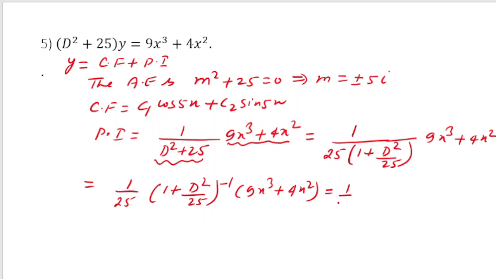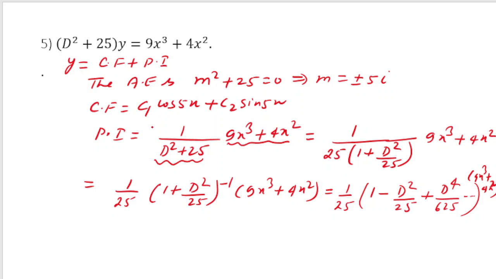Now 1 by 25, 1 plus x to the power minus 1. So you remember the result, it is 1 minus x plus x square. So 1 minus d square by 25 plus d to the power 4 by 625 minus and so on. And we have to operate it on, there is no space, so I am writing here 9x cube plus 4x square. I hope it is the same thing.